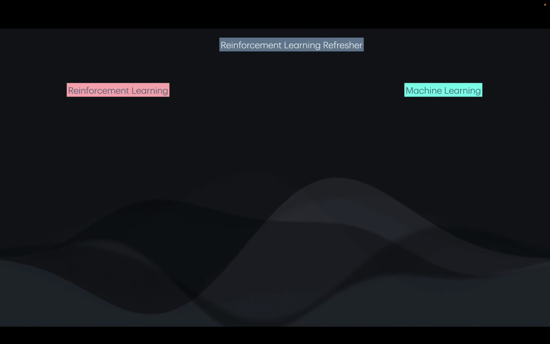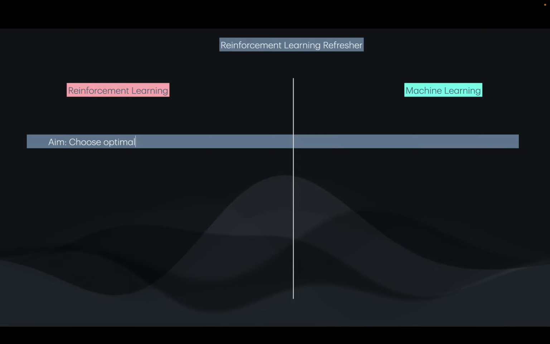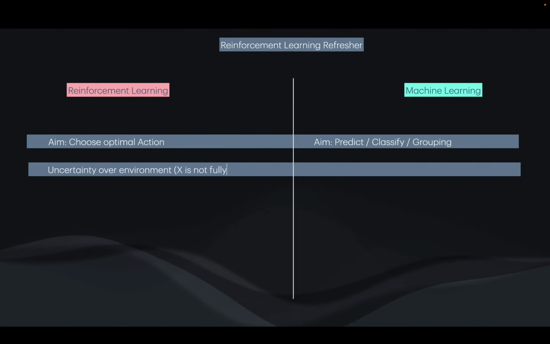Now let's talk about how reinforcement learning is different compared with machine learning, right? First of all, the aim in reinforcement learning is to choose the optimal action. The terminologies I am using, I will talk about in much detail in the next few minutes. But the aim of a machine learning task is to predict, classify, or group, which is nothing but clustering, right? Then there is uncertainty over the environment, right?